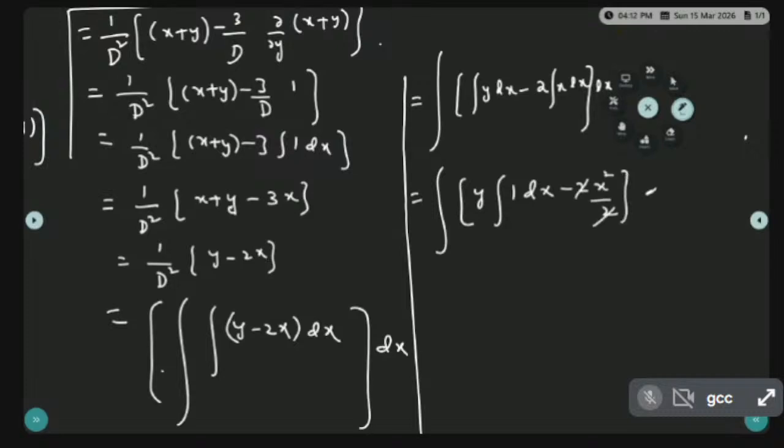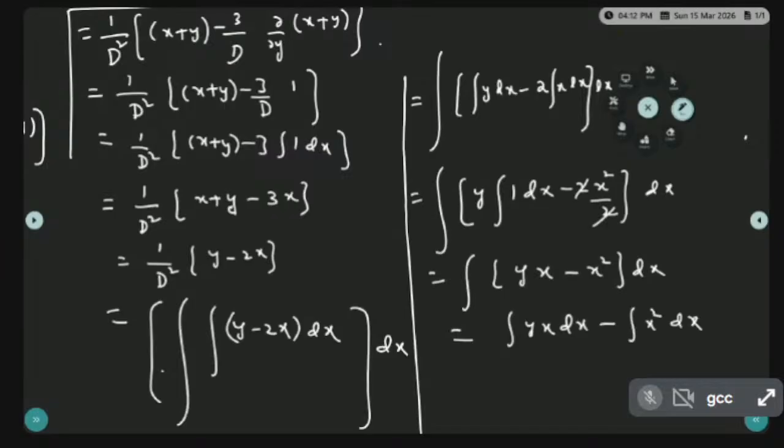yx minus x square dx. Integration of y is not 0. y is independent, y is constant here. Next, integration of yx dx, integration of x square dx: y outside, x dx minus x cube by 3, so y x square by 2 minus x cube by 3. Okay.